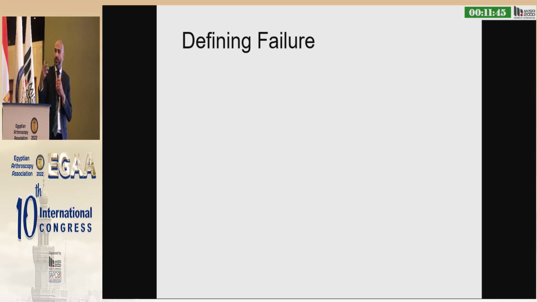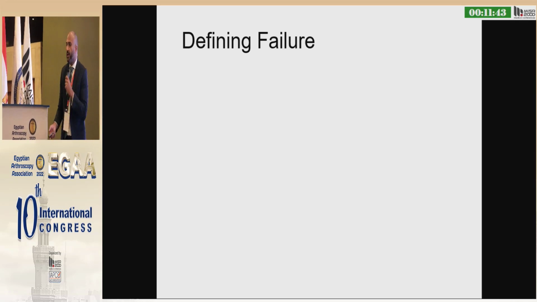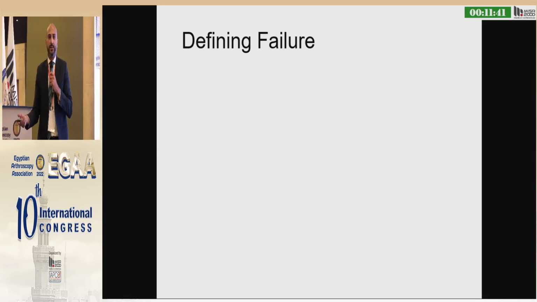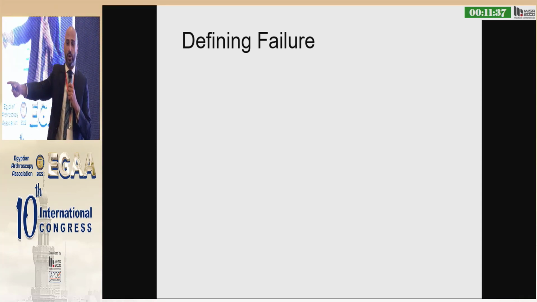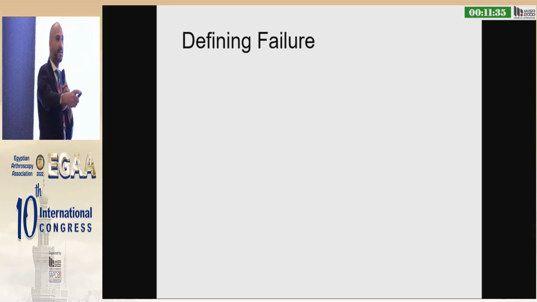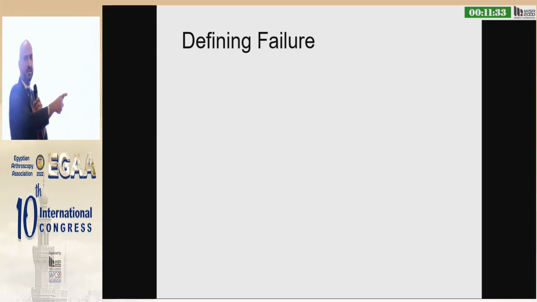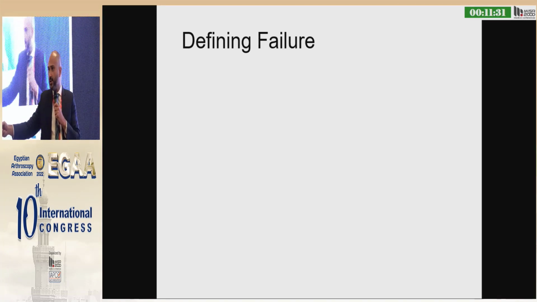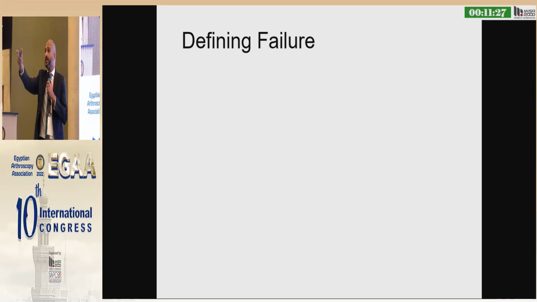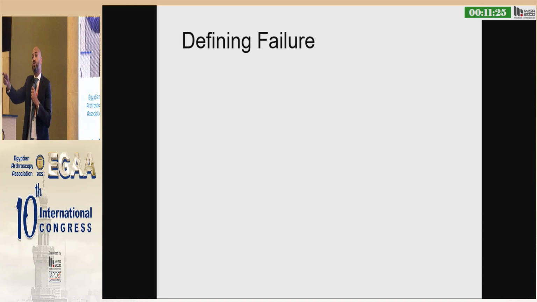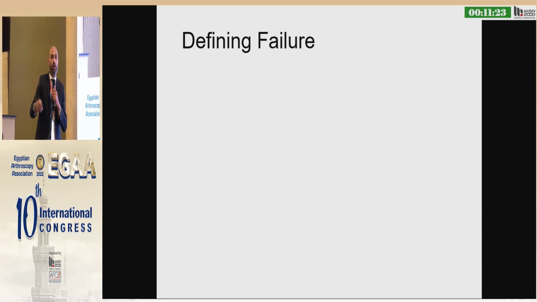What do you think? I'd like to take your opinion. How to define failure of a case of MPFL? Anyone has suggestions? Recurrent instability or recurrent dislocation. What else? Stiffness. Stiffness, pain. Okay, persistent pain. Any other options? Yes? So it's a reoperation or a need for reoperation.